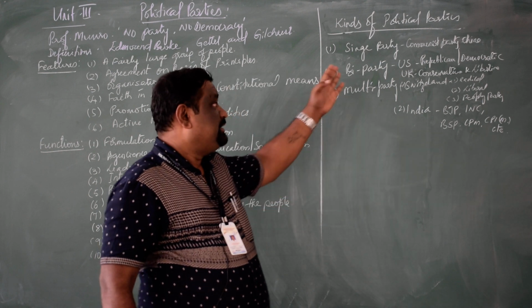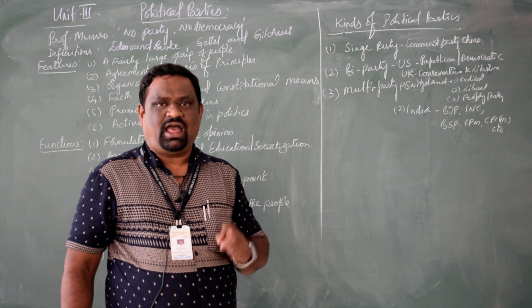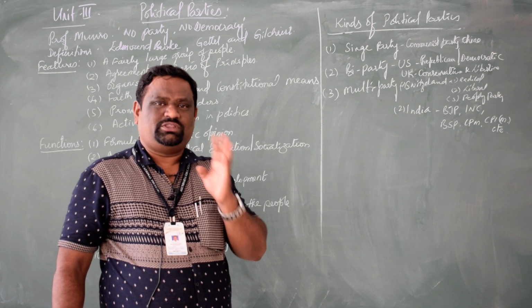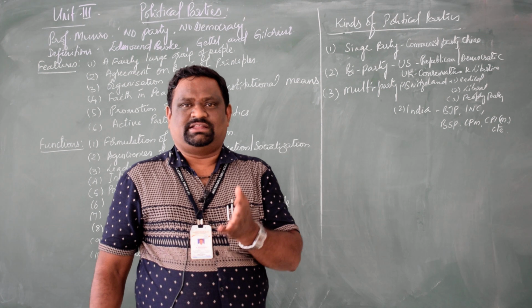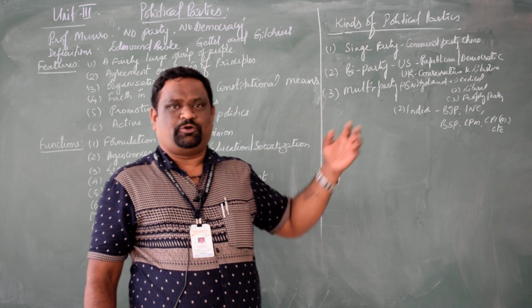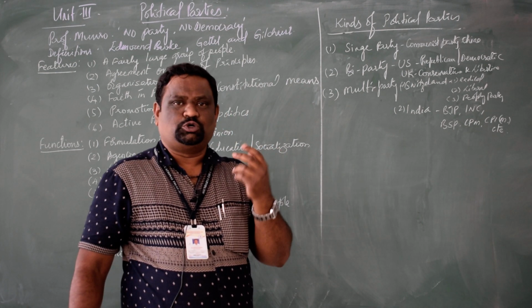For example, here US and UK. In the US, that is United States of America, having two major political parties, though they have regional parties in the states, but that will not be considered in the major scenario. So therefore, we will consider that America and England having bipartisan, means two party system.